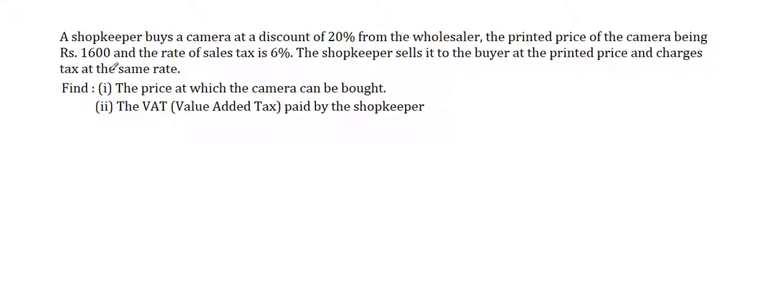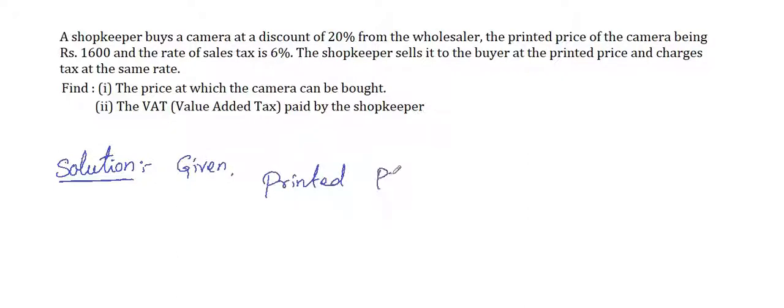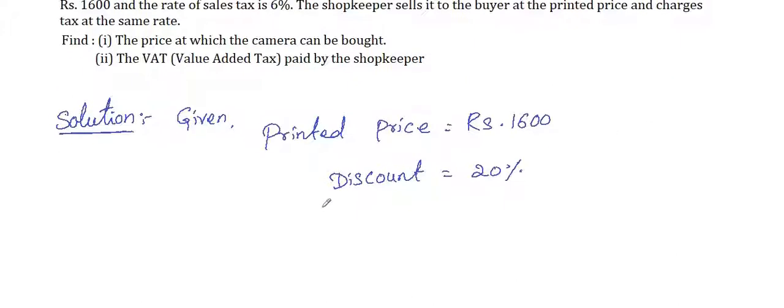Let's solve the question which I have written on the whiteboard. Given a shopkeeper buys a camera at a discount of 20% from the wholesaler. The printed price of that camera is 1600 and the rate of sales tax is 6%. So by using this we need to find the price at which he bought the camera, and also we need to find the VAT paid by the shopkeeper.